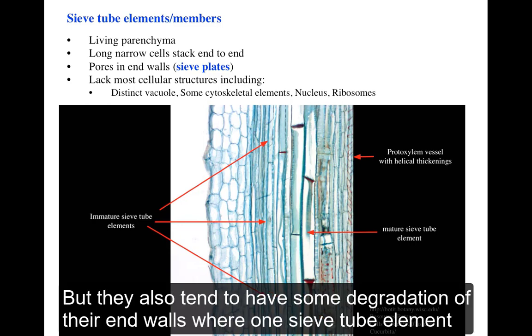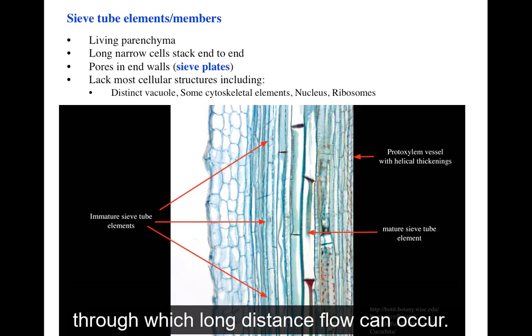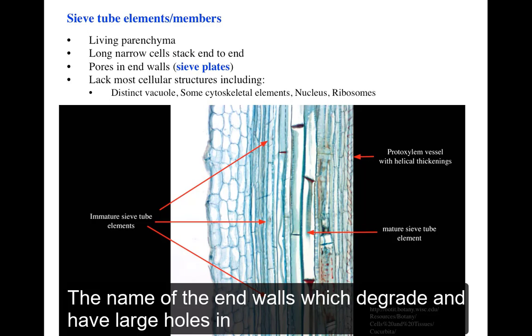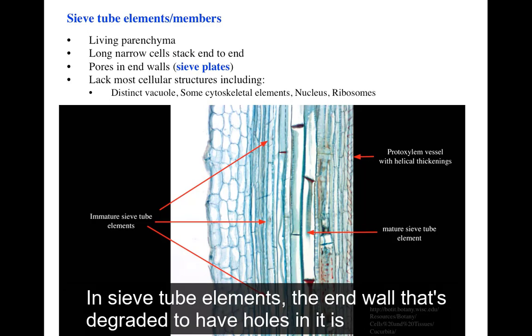But they also tend to have some degradation of their end walls between where one sieve tube element butts up against the next sieve tube element, allowing them to form long chains that form conduits through which long-distance flow can occur. The name of the end walls, which degrade and have large holes in them, has a different name though. In sieve tube elements, the end wall that's degraded to have holes in it is called a sieve plate.